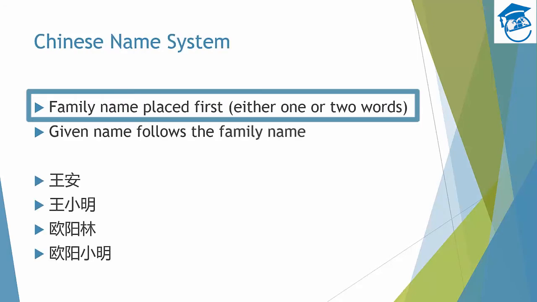First, I need to tell you where we place our family name and given name. For Han descendants, family names are placed first in their name. Family names can be either one or two words, and the given name follows the family name. The given name is also the same: it can be either one or two words.